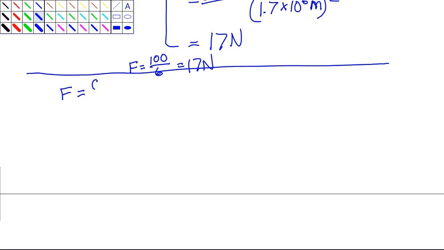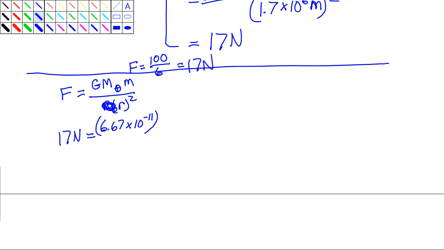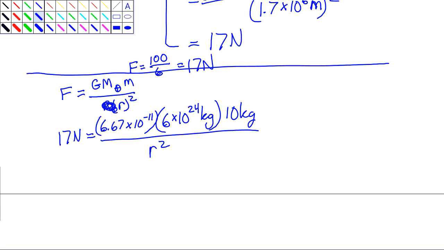So what I'm saying is F is equal to G, mass of the Earth, times the mass of my object, which I know to be 10 kilograms, divided by the radius squared. I want this force to be 17 newtons, the same as it is on the moon. G is 6.67 times 10 to the minus 11. The mass of the Earth is 6 times 10 to the 24. The mass of my object is 10 kilograms, divided by r squared. At what height above the Earth does a 10 kilogram object weigh 17 newtons?